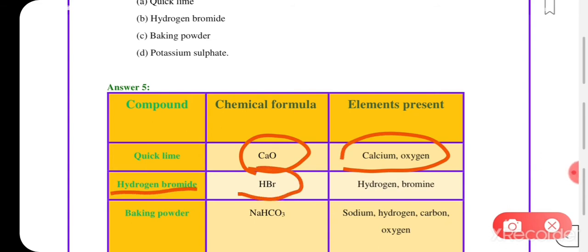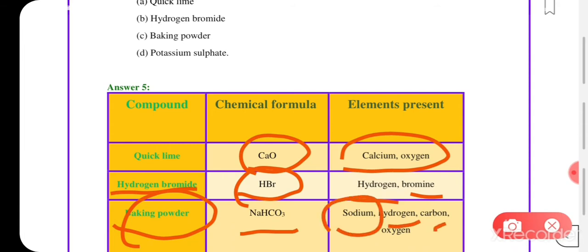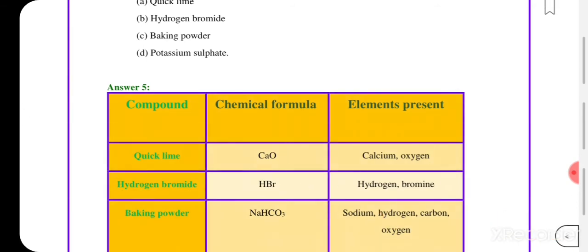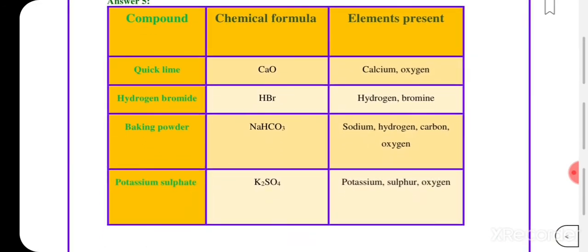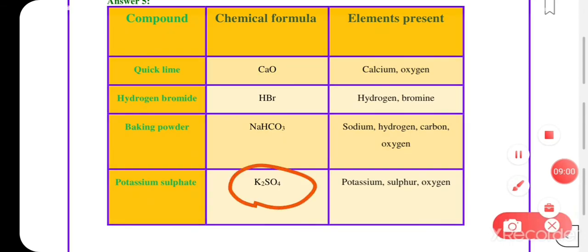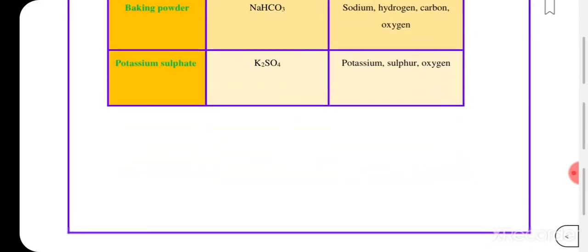Hydrogen bromide is HBr. Hydrogen and bromine are the elements present in that. Baking powder is NaHCO3, which contains sodium, hydrogen, carbon and oxygen. Na is the symbol for sodium, H for hydrogen, C is for carbon and oxygen. And the last one here is potassium sulfate. Potassium sulfate is K2SO4. What elements are present? It has 2 atoms of potassium and 1 atom of sulfur, and 4 atoms of oxygen. Now let us move on to the next question.